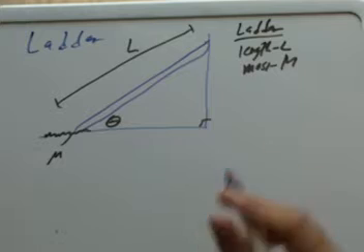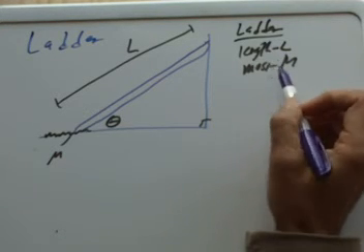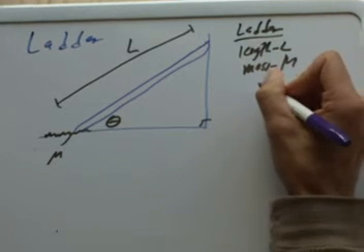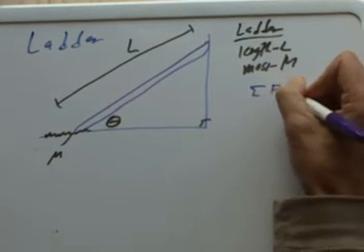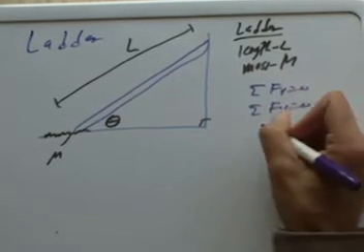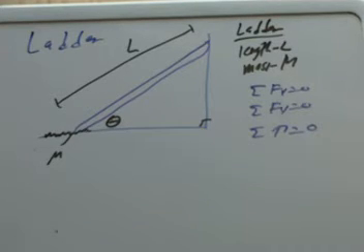Okay, so that's the situation. The ladder has a length L and a mass M, so those are the parameters of the ladder. What we need to do first is remember that we want the ladder to stay at rest, obviously. So the sum of the x forces is equal to 0, the sum of the y forces is equal to 0, and of course the sum of the torques is also 0. Those are our three guiding equations.